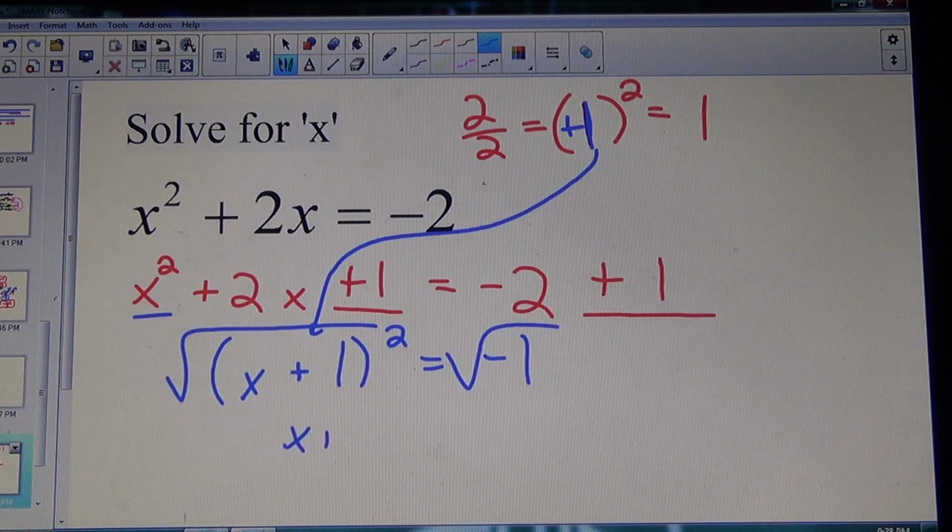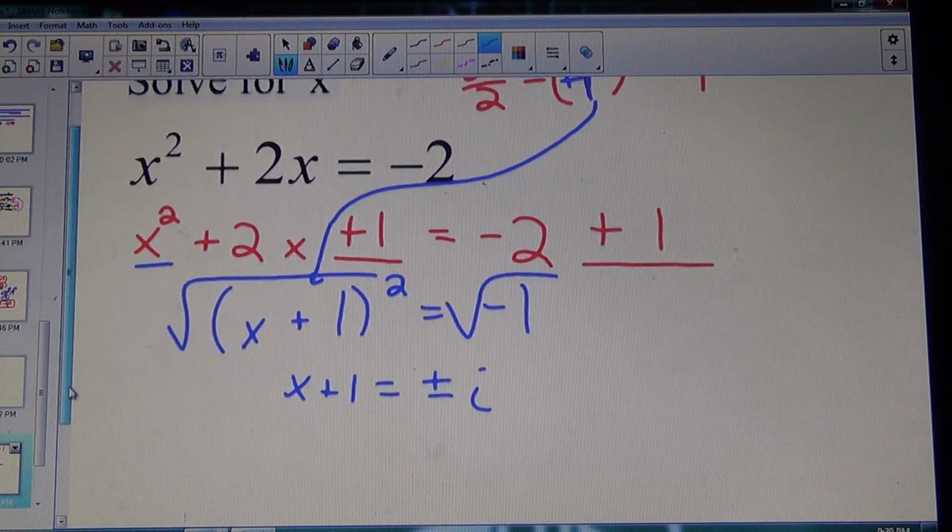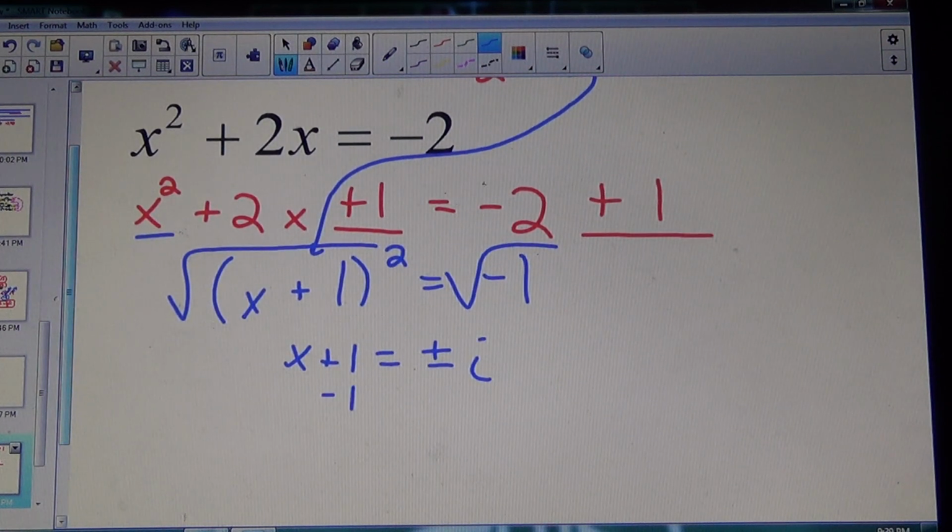And I get x plus 1 equals square root of negative. Well, let's remember there's 2 answers, plus or minus, and then square root of negative 1 is actually an i. So what'll be my final step here? Minus the 1, and then x equals negative 1 plus or minus i.